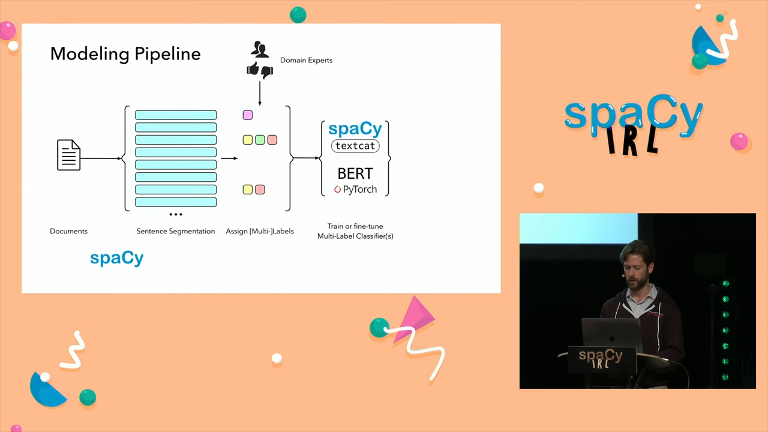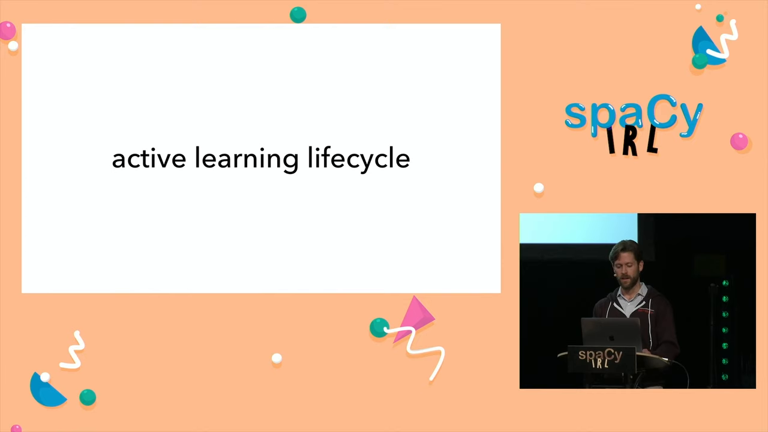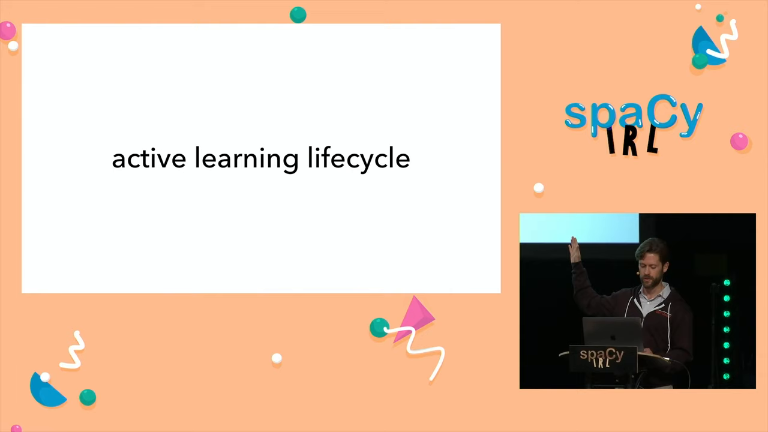And then, of course, you can measure the performance of your models and see how you're doing. And we need to do this for a really, really large, potentially hundreds of class, multi-class, multi-label classification problem. At least that's how we framed it. So we'll talk a little bit about the active learning. I keep looking at this and thinking it says active learning lifestyle, but it's active learning life cycle. Maybe it's a lifestyle too.